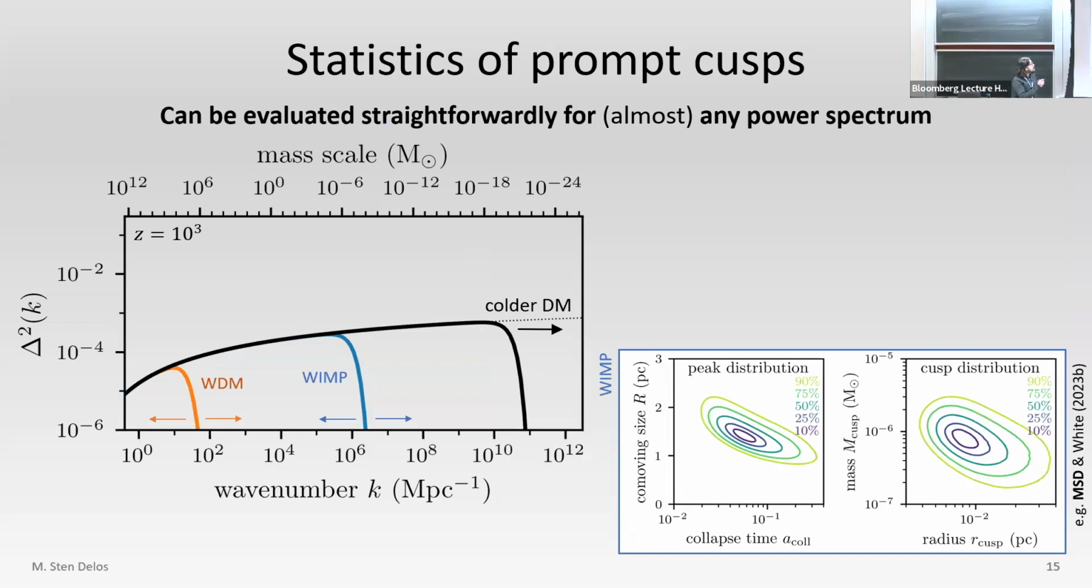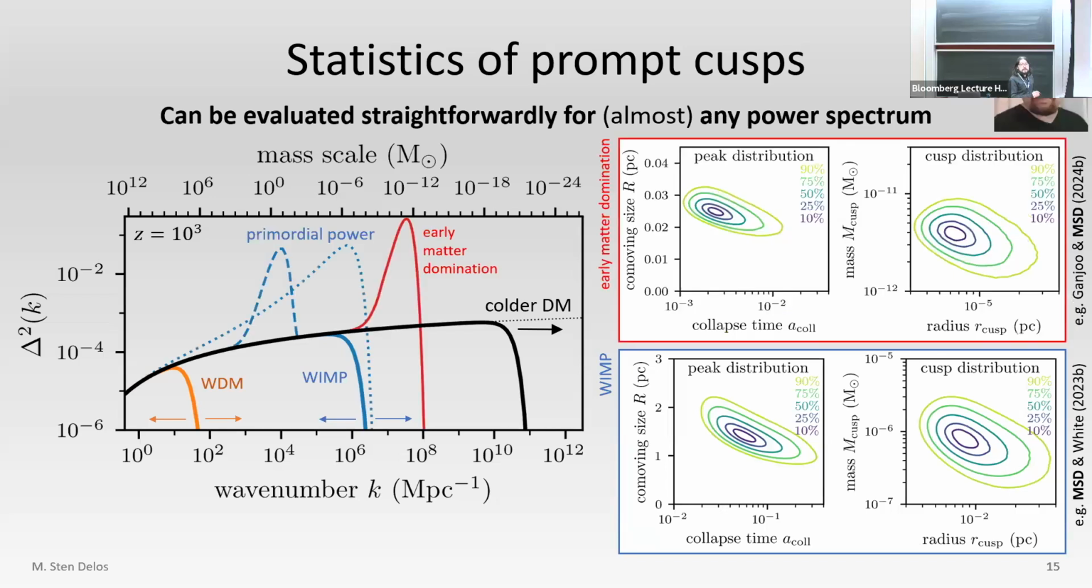And so this connects again to the dark matter model, also connects to the physics of the early universe. So you could think about changing the primordial power spectrum due to inflation. Or you could think about changing post-inflationary physics and modifying the matter power spectrum that way. So I worked with a former student, now postdoc, Himanish Ganju, who characterized some of the observational consequences of early matter domination, which makes this kind of bump in the power spectrum and produces really dense prompt cusps.